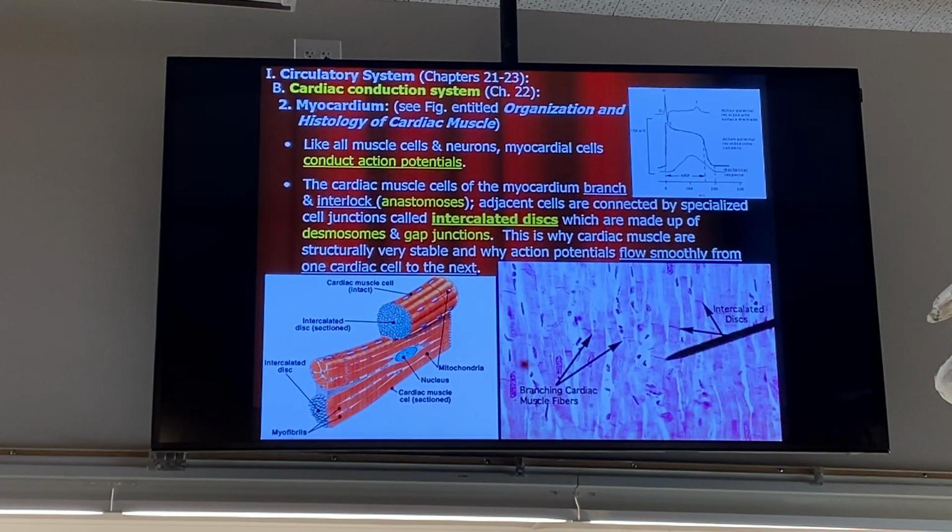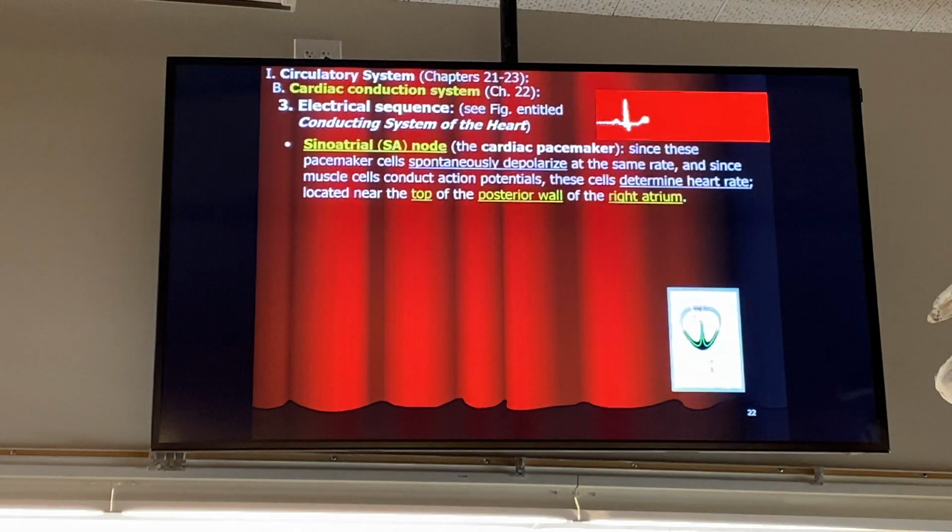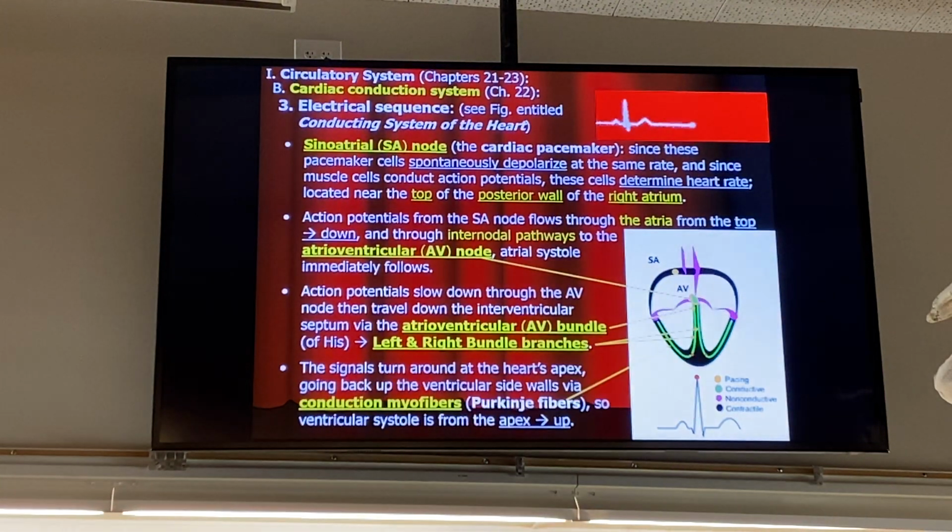So here's the sequence here. Go ahead and fill in the blanks.